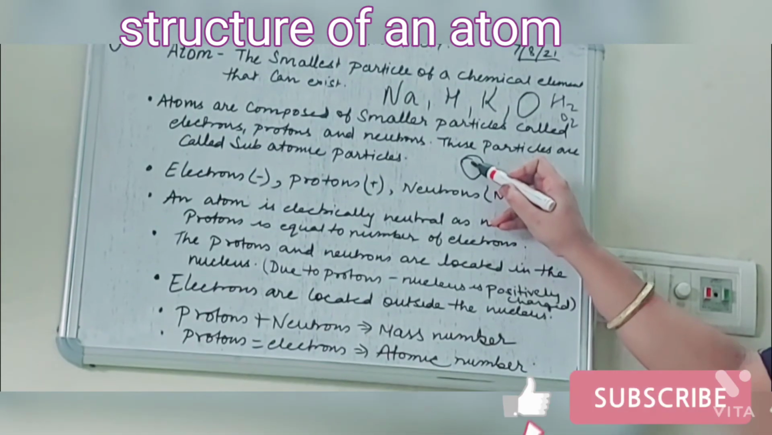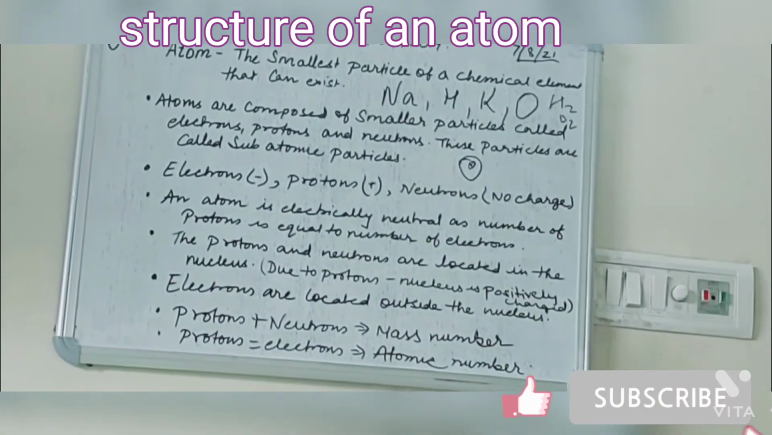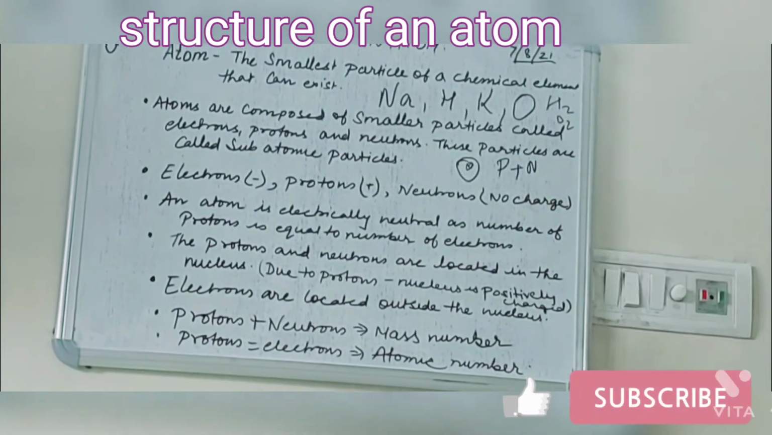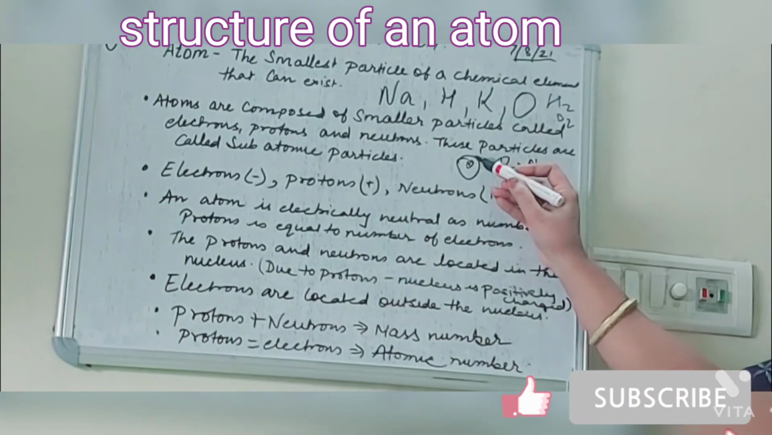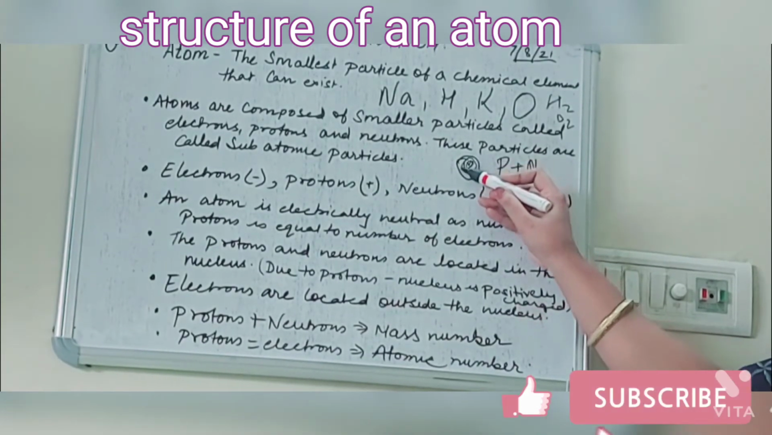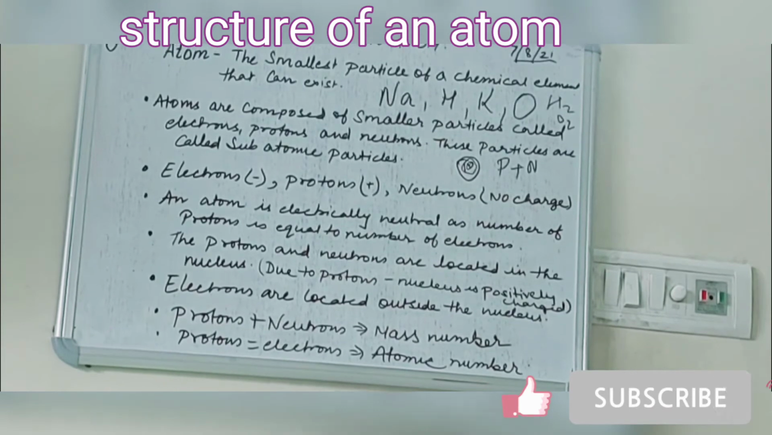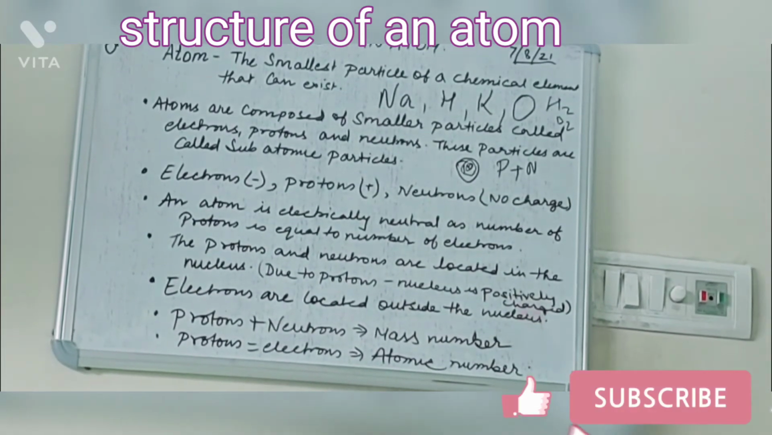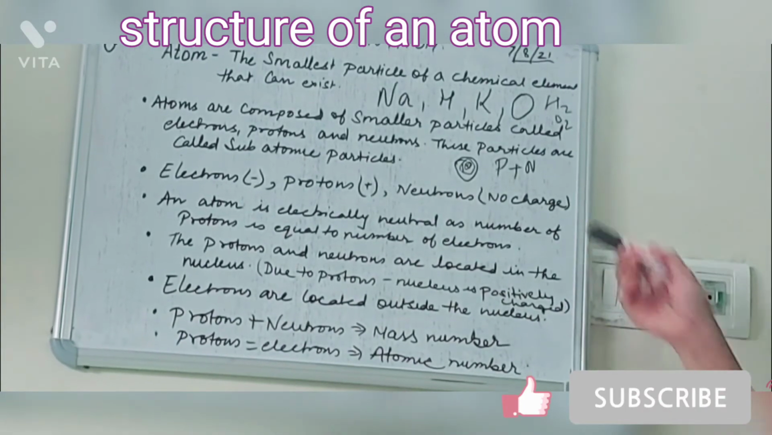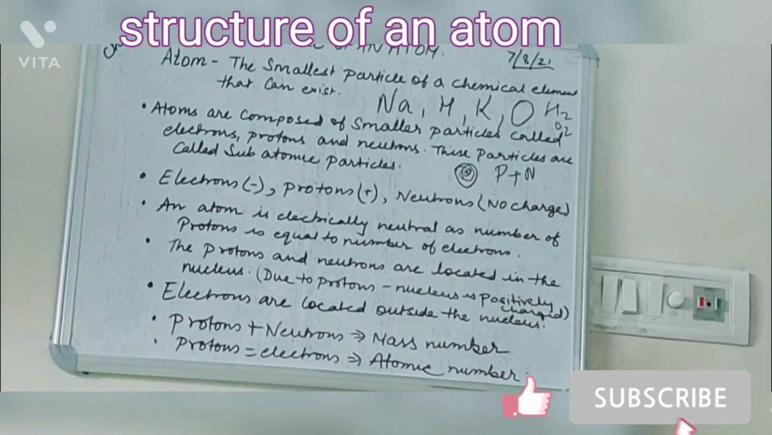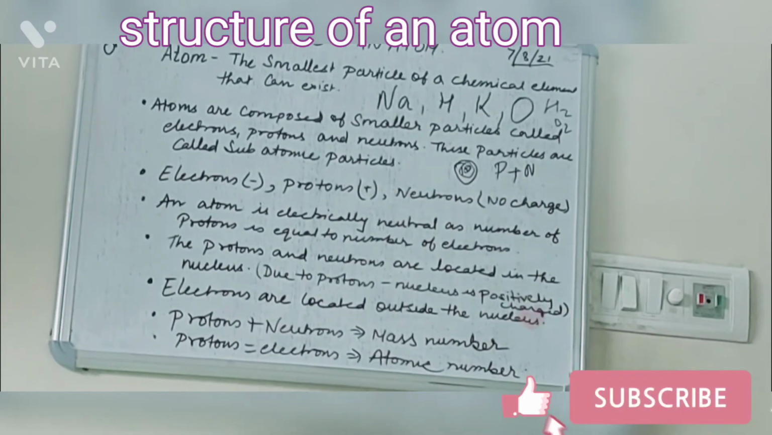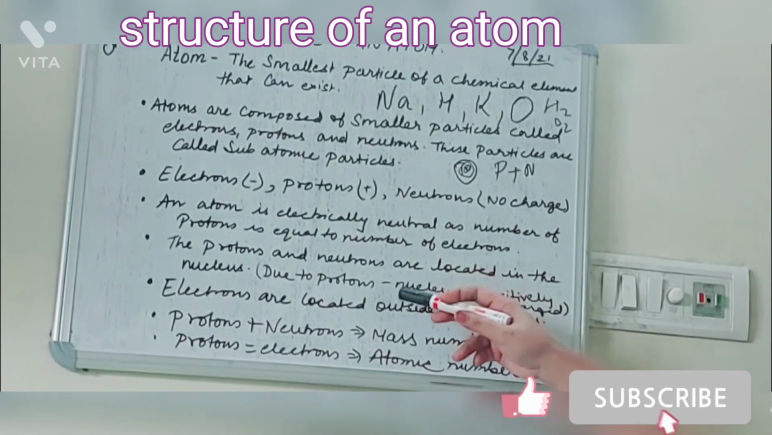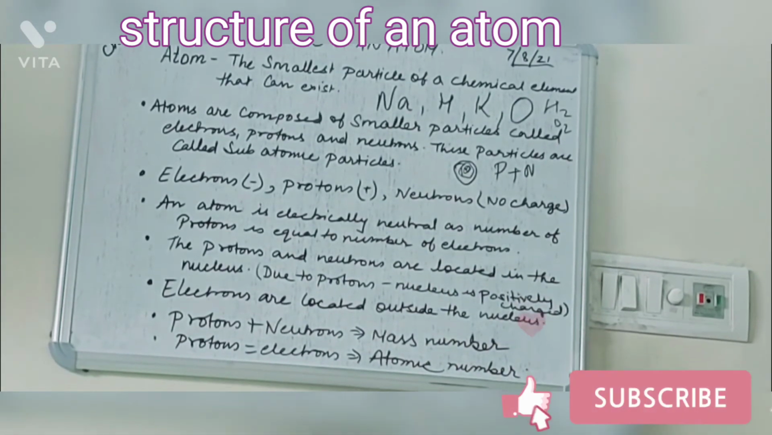Now I can show you with a small diagram. That is an atom, and there is a nucleus inside an atom. Inside the nucleus are protons plus neutrons, whereas there are orbits or shells around the nucleus in which electrons are present. The same way planets revolve around the sun, the electrons revolve around the nucleus. So the protons and neutrons are located in the nucleus. Due to protons, the nucleus is positively charged.